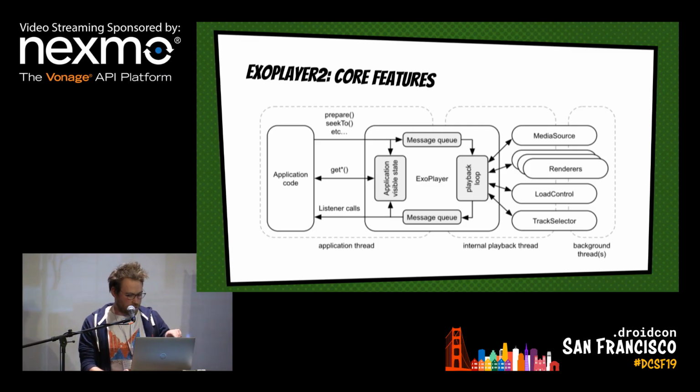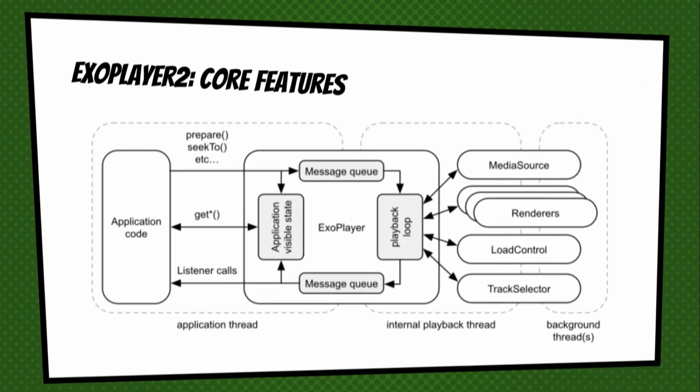So your application talks to ExoPlayer, like to play, start, or get the next videos. ExoPlayer will be talking to 4 main core components, such as the media source, the renderers, the load control, and the track selector. So let's see in detail what these 4 core components are there for.